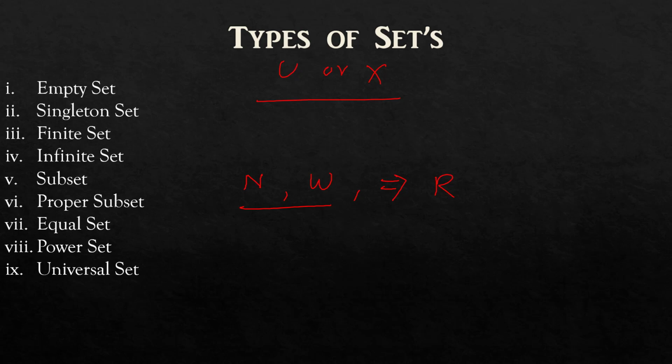So simple definition: universal set means what? If in a particular discussion all sets under consideration are subsets of a set, say U or X, then in that discussion U or X is considered a universal set. Okay. Now in the next lecture, we'll see all the operations related to sets: complement of a set, union, intersection, difference between sets, and symmetric difference.